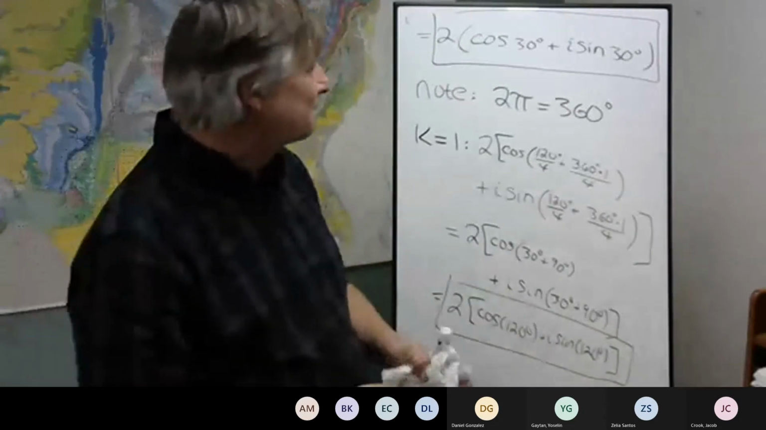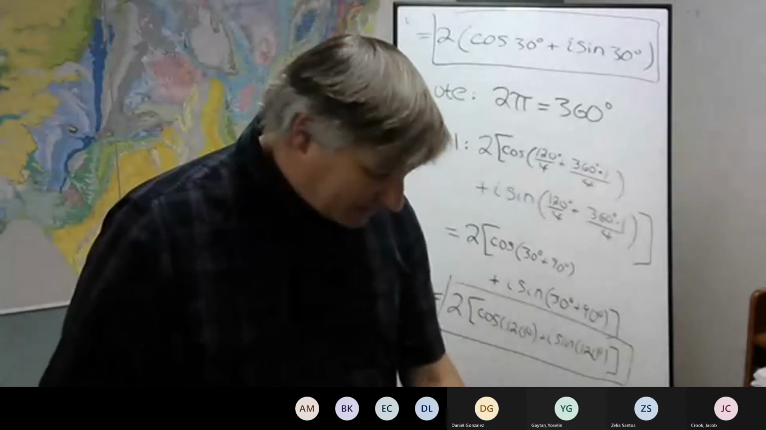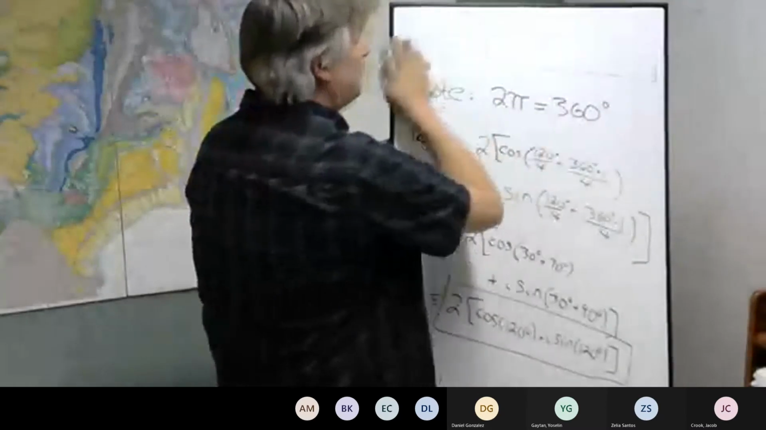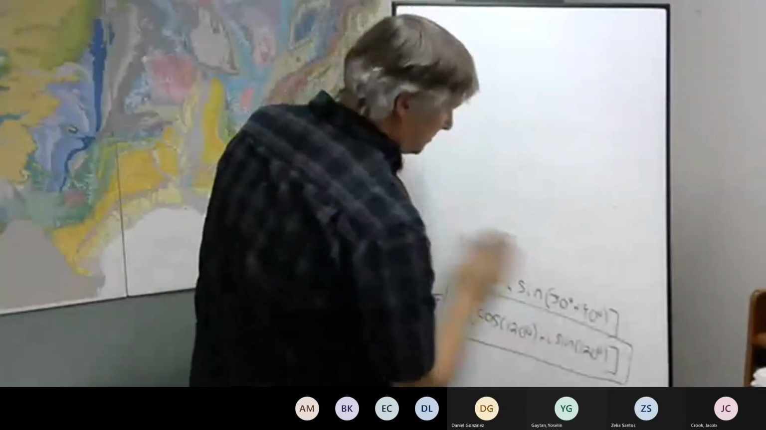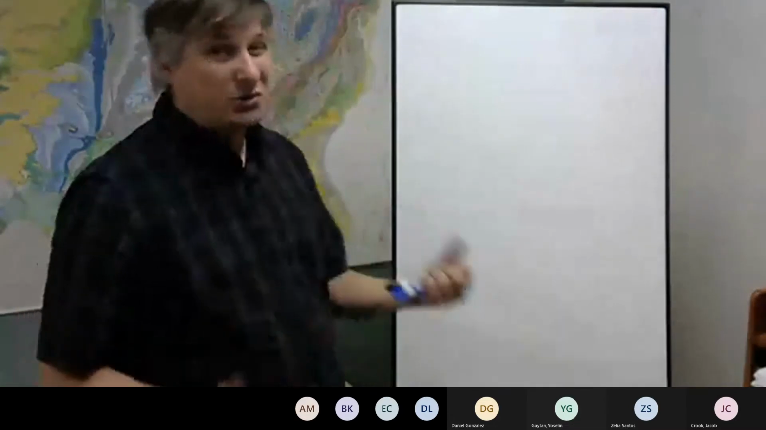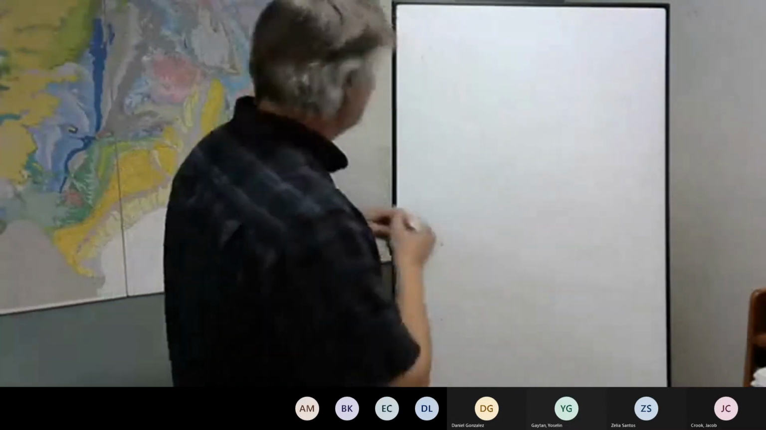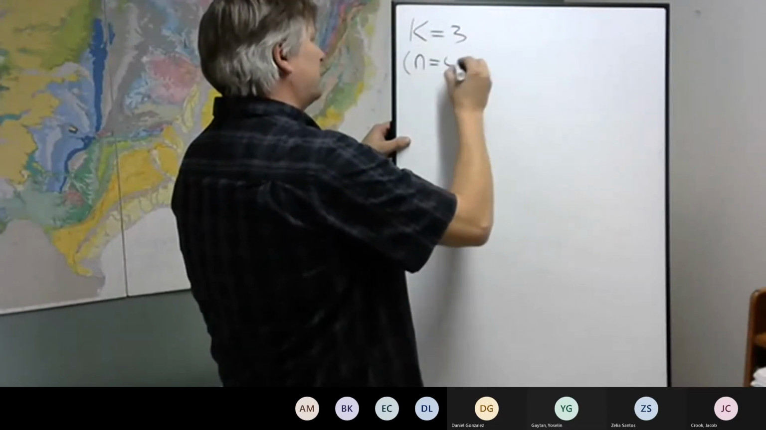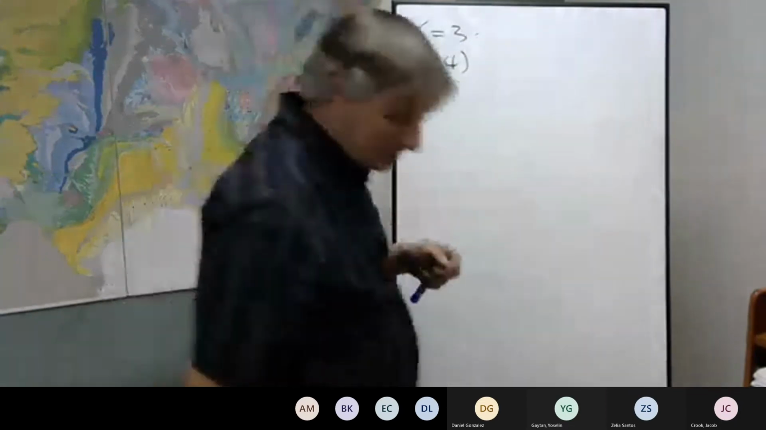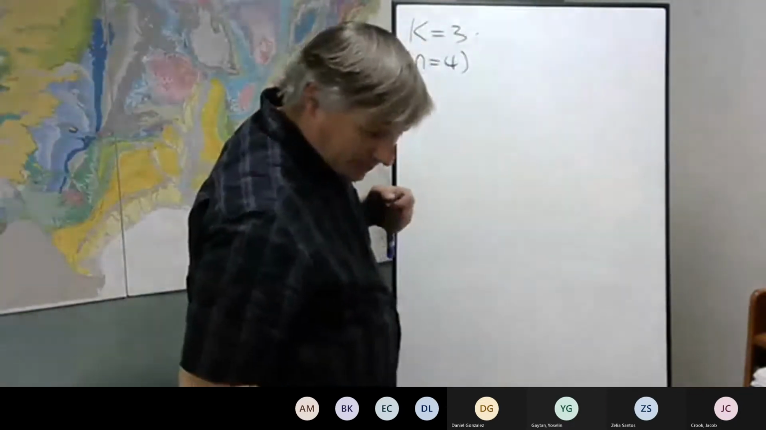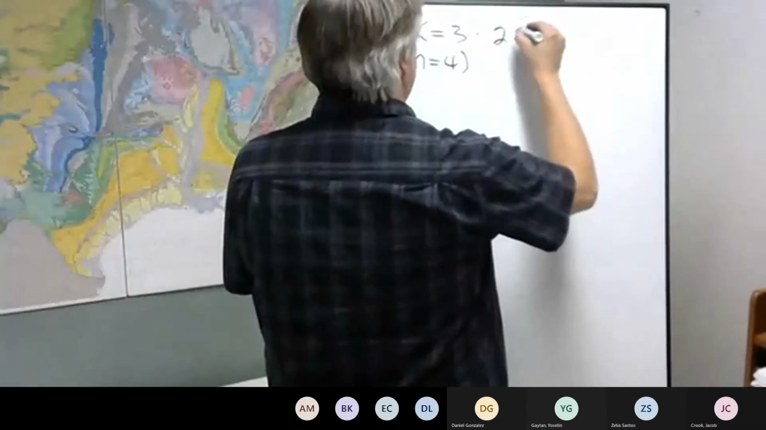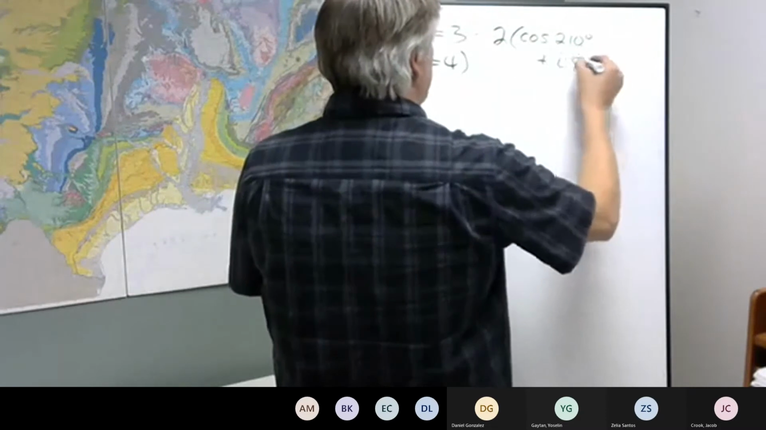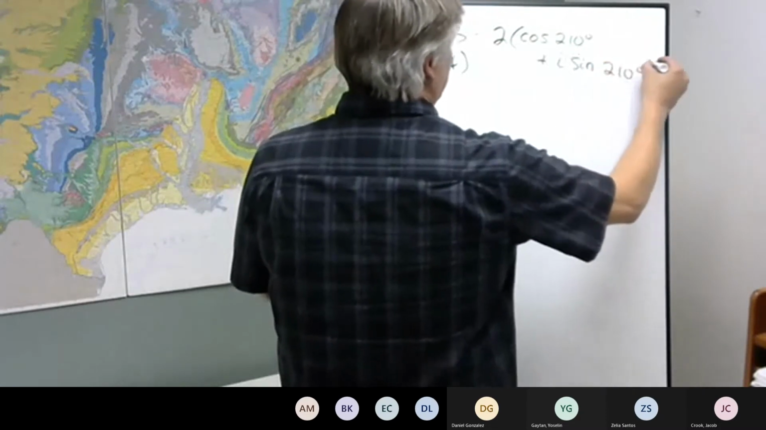Now we're running out of time. So for k equals 2, I'm going to have to just let you look at those in the text. It's on page 785. But you're going to use the exact same procedure. And so let me give you what the answers of those are, and then show you the significance of these roots. So for k equals 3, and again, n is still 4. n doesn't change. For k equals 3, what you're going to get is 2 cosine 210 degrees plus i sine 210 degrees.